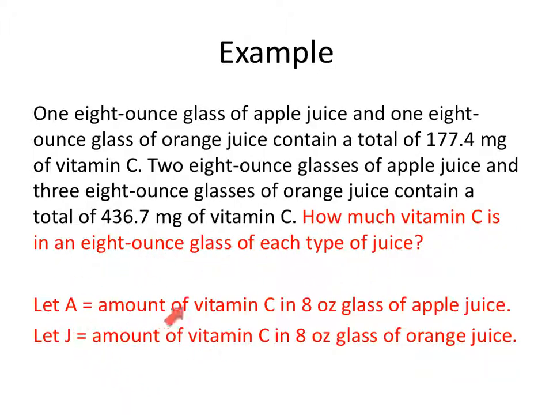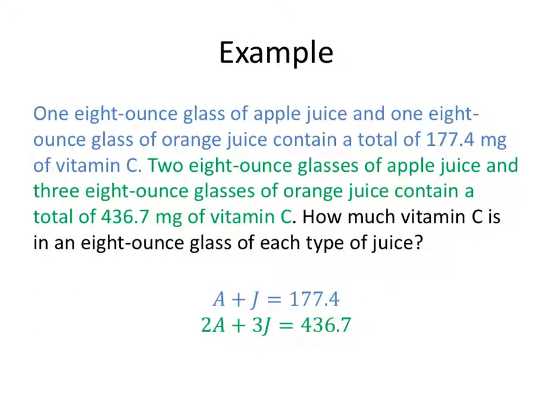I'm going to let A be the amount of vitamin C in an 8-ounce glass of apple juice, and let J be the amount of vitamin C in an 8-ounce glass of orange juice. I found that O does not work very well as a variable. Once I know how to label my variables, I go back to the statement of the problem, and it says 1 8-ounce glass of apple juice and 1 8-ounce glass of orange juice contain a total of, so 1A plus 1J, the amount of vitamin C in an 8-ounce glass of apple juice plus the amount in an 8-ounce glass of orange juice, is a total of 177.4.